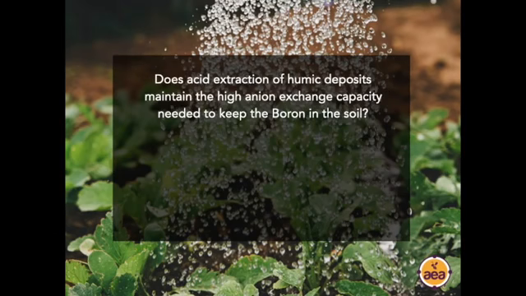Question from Jesus: does acid extraction of humic deposits maintain the high anion exchange capacity needed to keep the boron in the soil? I'm not entirely certain. I know that it certainly damages it, and my understanding is that the humic fraction is the fraction that best complexes boron and holds it stable, but fulvic acids do as well.